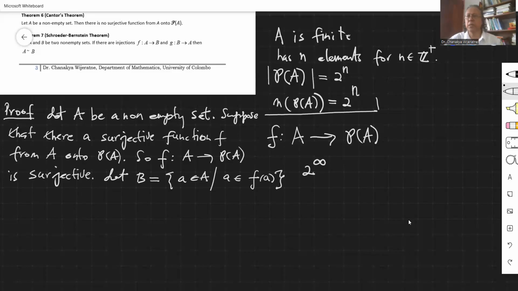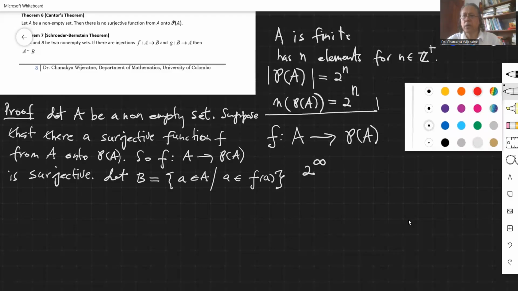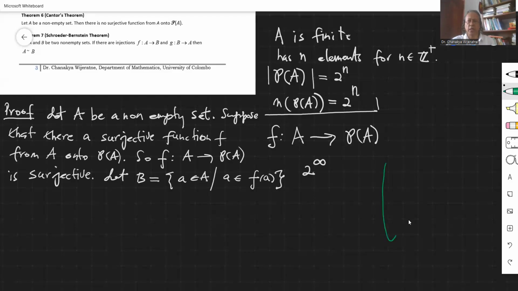Now let's do some thinking here. If there's a surjective function from A onto the power set of A, we are going to depict A by this long oval-shaped figure, and the power set of A by maybe a bigger one.